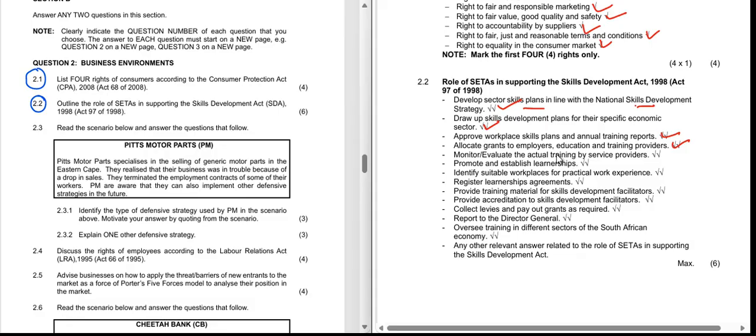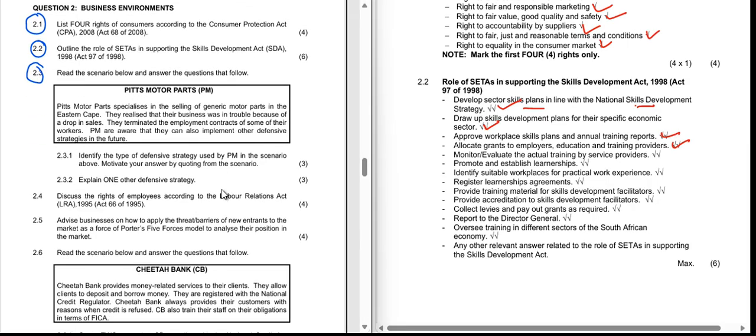Let's look at question 2.3. Read the following scenario below and answer the questions that follow. Pitts Motor Parts specializes in the selling of generic motor parts. In the Eastern Cape, they realized that their business was in trouble because of a drop in sales. They terminated the employment contracts of some of their workers. PM, which is Pitts Motors, are aware that they can also implement other defensive strategies in the future. Identify the type of defensive strategy used by PM in the scenario above. Motivate your answer by quoting from the scenario.